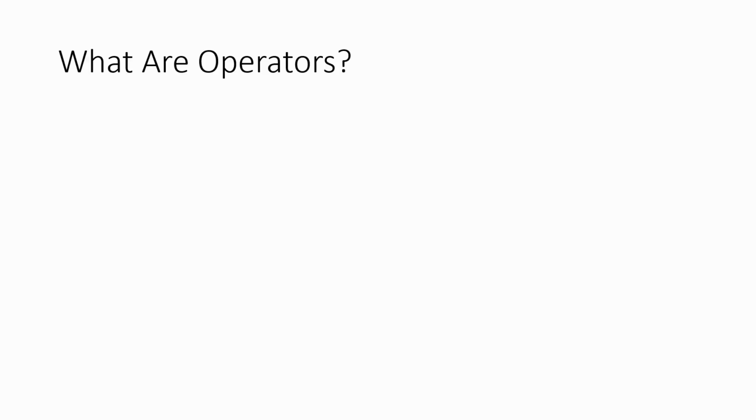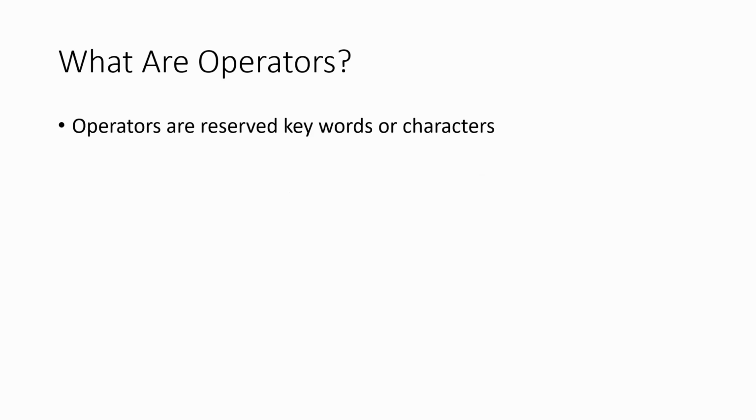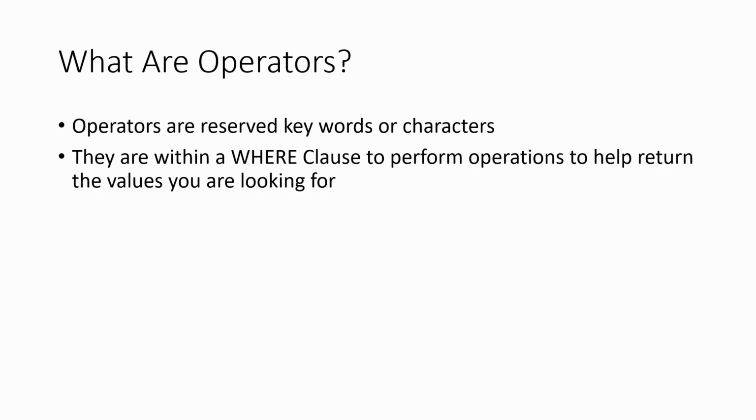Operators. What are operators? Operators are reserved keywords or characters. They're used within a where clause to perform operations to help return exactly what you're after. So an example of that might be if I'm after all cars that are blue or white, or is my operator.